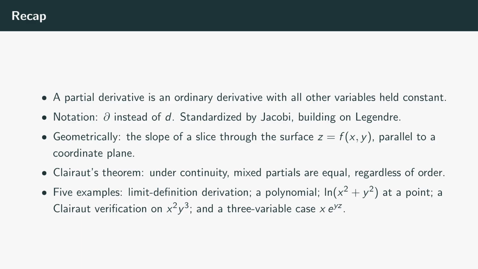We did one partial from the limit definition just to pay the bill, then used the shortcut rule on everything else. Clairaut's theorem says that for well-behaved functions, mixed partials commute. 3 variables look exactly like 2, and partials are the building blocks of the gradient, the directional derivative, the chain rule, the Jacobian, and every partial differential equation in physics. Next time we bundle the partial derivatives into a single vector, the gradient, and use it to measure rates of change in any direction at all, not just along the coordinate axes.